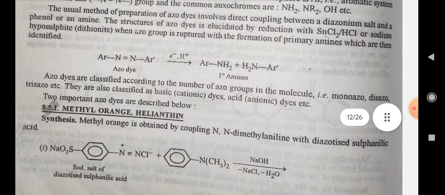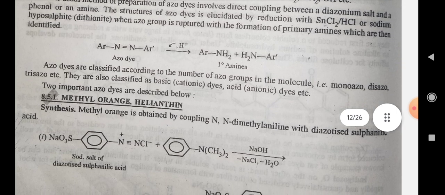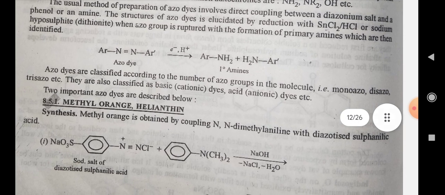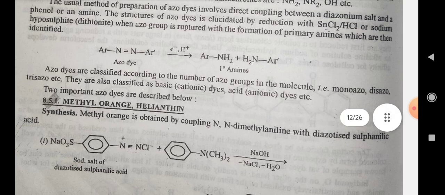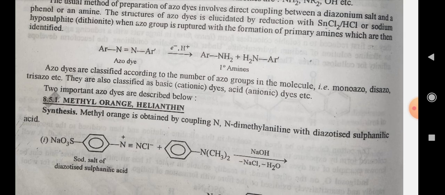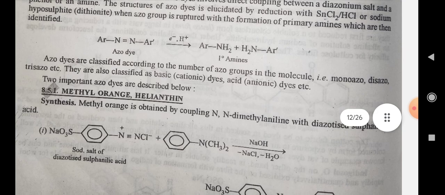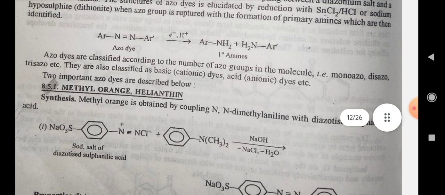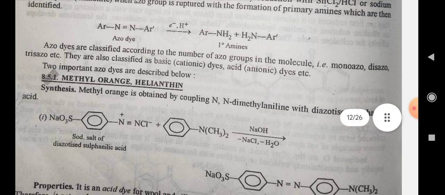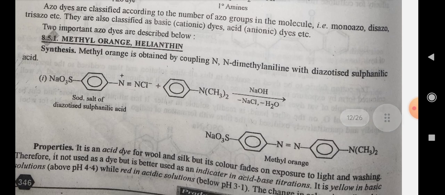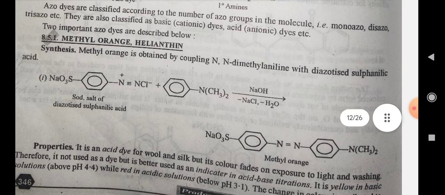The usual method of preparation of azo dyes involves direct coupling between a diazonium salt and a phenol or an amine. The structure of an azo dye is elucidated by reduction with SnCl2/HCl or sodium hydrosulfite. When the azo group is reduced, primary amines are formed, which are then identified. Azo dyes are classified according to the number of azo groups in the molecule, that is monoazo, diazo, triazo. They are also classified as basic dyes, acid dyes, etc.